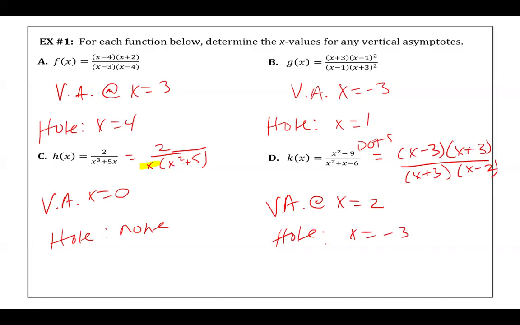All right. And then your hole would be at x equals -3, because that would have eliminated from the numerator and denominator. All right. So hopefully we have that down. All right. Moving on.